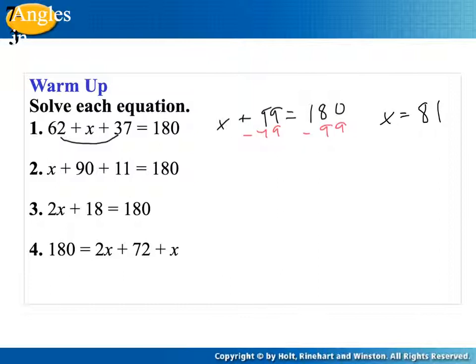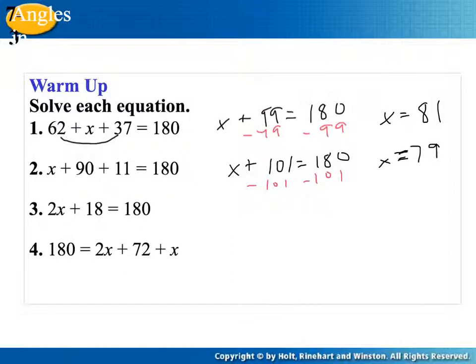Nice. Next one, again, add 90 and 11 together, and you'll end up with x plus 101 is equal to 180. How do you solve for x? By subtracting 101. And x is equal to 79.